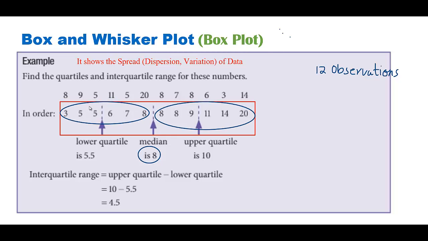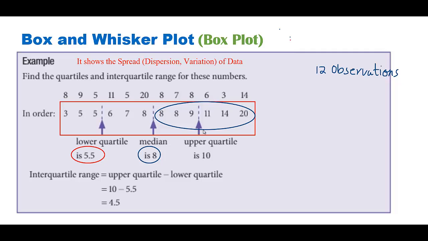Now just count the observations in the first half of the data: 1, 2, 3, 4, 5, 6. Now find the median of this first half of the data. There will again be two central values, that is 5 and 6. Take the average of these two. 5 plus 6 is 11, and 11 divided by 2 is 5.5. So the median of this first half of the data will be 5.5. This is called the first quartile or lower quartile.